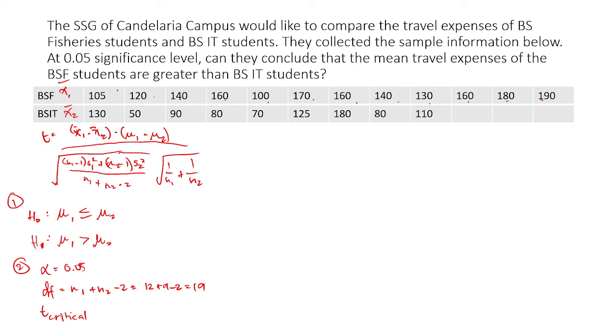19, 0.05. So that will be one-tailed. So this is 1.729. Okay? So that is our T-critical for this problem.